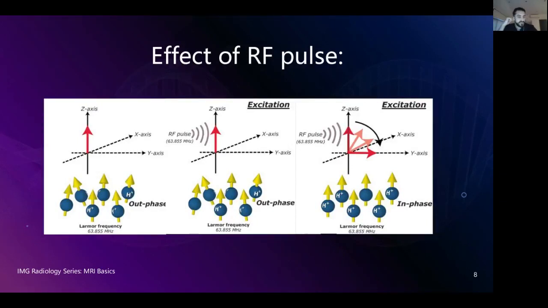So the term that we use for this change in fields is usually called flipping of magnetization into the XY plane. Okay.